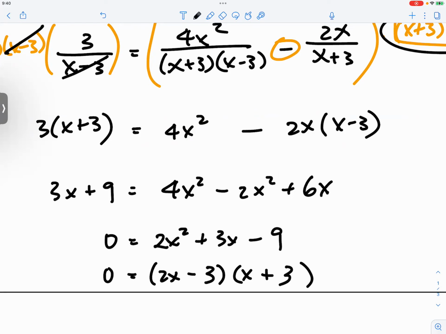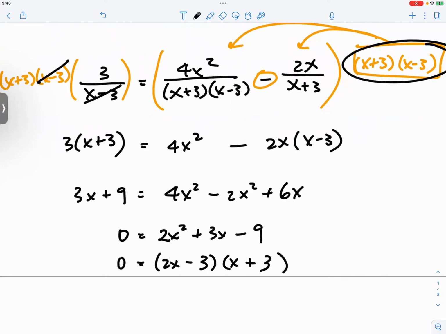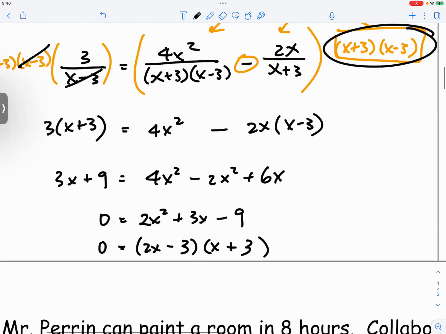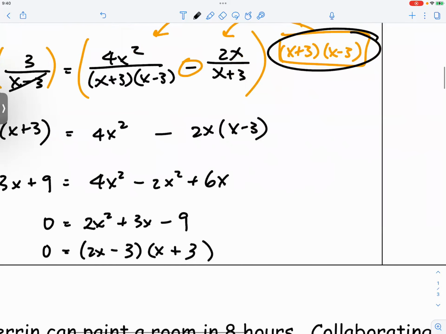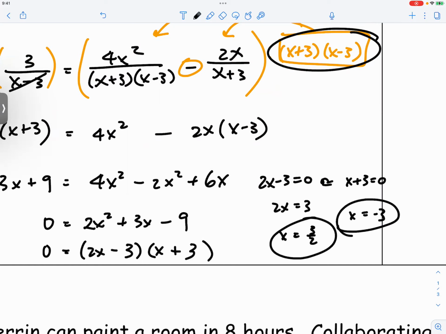Okay, so I think that should be the way. To factor the 2x squared plus 3x minus 9, it will be 2x minus 3 times x plus 3. So you have 2x minus 3 is equal to 0, or x plus 3 is equal to 0. So 2x is equal to 3. X is going to be 3/2. On the other side, x is equal to -3. So we have two solutions here.